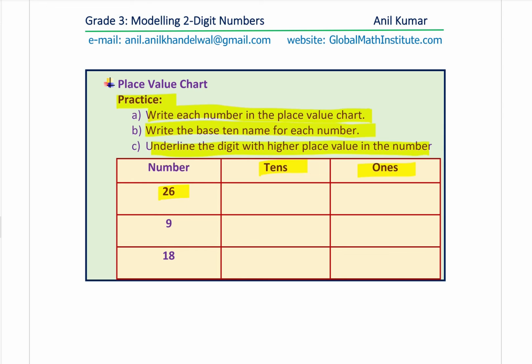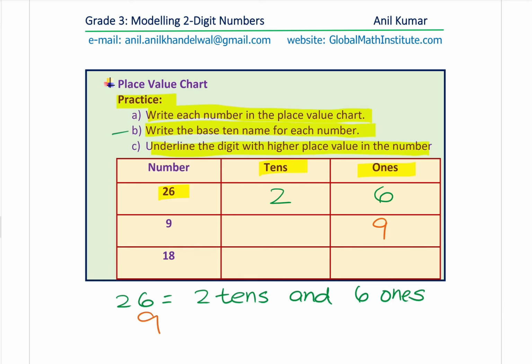Okay, 26 means 2 tens and 6 ones. Correct? That is 26. So we can call 26 in base 10 as 2 tens and 6 ones. Is that clear? That is how you have to write all the numbers, right? Let's pick up the next one, which is 9. Well, in 9, there are no tens. There are only ones. So 9 will be written as only 9 ones.